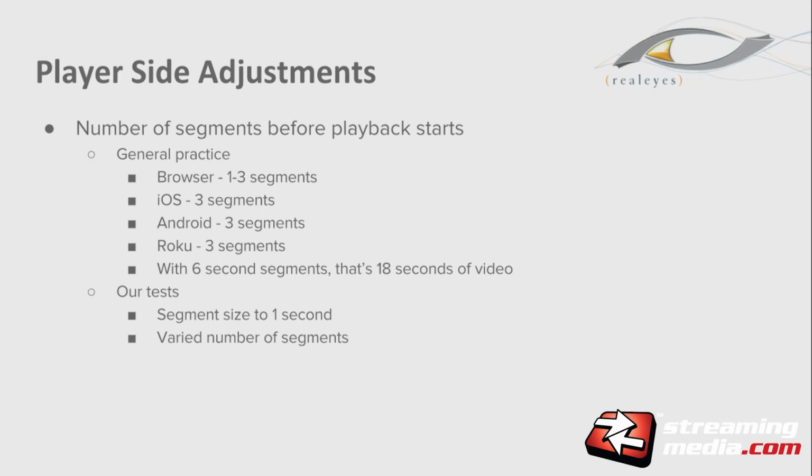So, some player size adjustments, general practices. Number of segments loaded before playback start: 1 to 2 when we're doing low latency. Obviously, 2 is my target. 3 is what we're doing in larger scale production when we don't have to worry about latency as much. On the other platforms, we generally stick with 3. iOS normally tries to enforce that, and same with the others. We do try to work around that when we can.